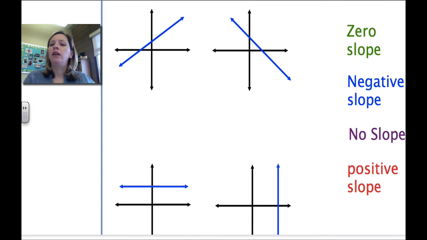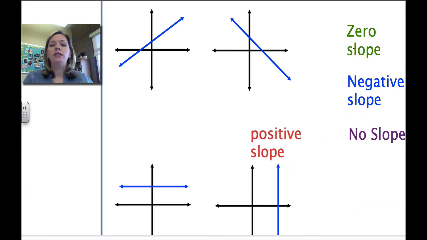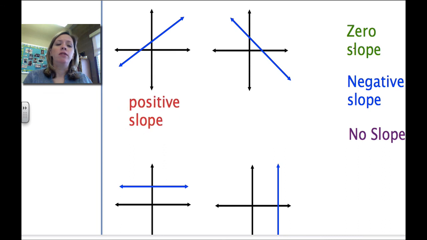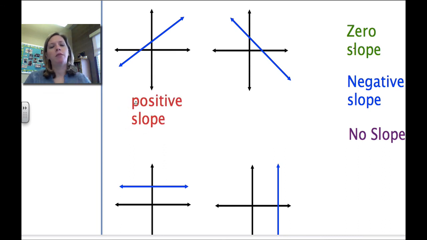Lines can have any of these 4 types of slope. They can have zero slope, the slope could be negative, they could have what we call no slope, or they could have positive slope. So lines that rise from left to right are said to have positive slope. And we define it that way because we want to be able to tell the difference between something that's rising from left to right and something that's falling from left to right. So we just determine this is how it's going to be.